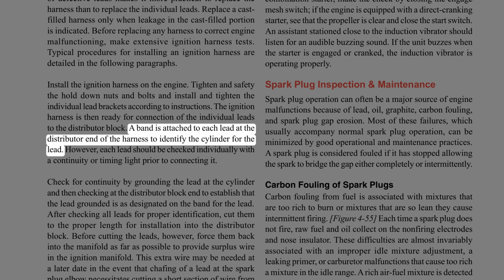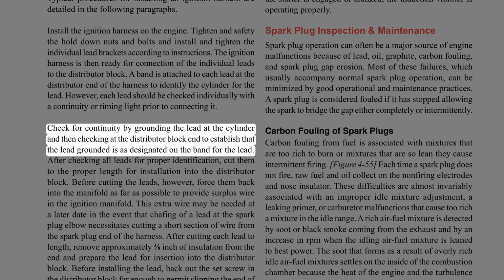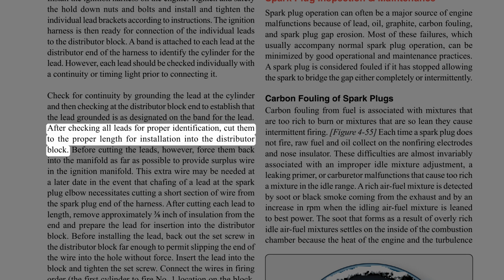A band is attached to each lead at the distributor end of the harness to identify the cylinder for the lead. However, each lead should be checked individually with a continuity or timing light prior to connecting it. Check for continuity by grounding the lead at the cylinder and then checking at the distributor block end to establish that the lead grounded is designated on the band for the lead. After checking all leads for proper identification, cut them to the proper length for installation into the distributor block.